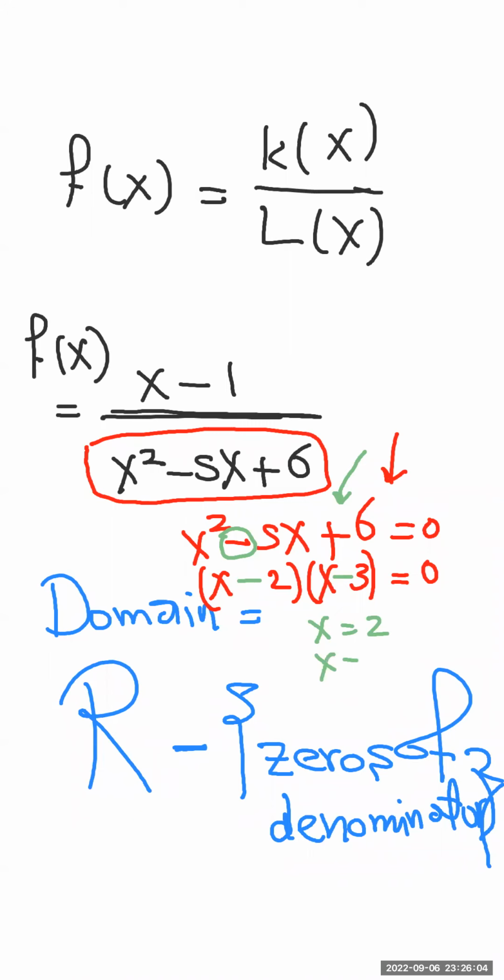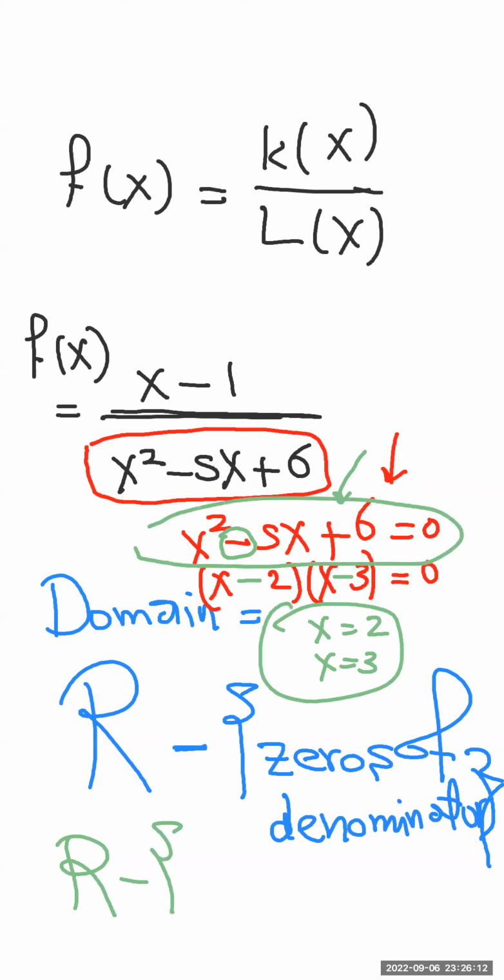So in this case, the domain will equal real numbers except these two numbers, which make the denominator equal 0, the zeros of the denominator. So real numbers, the difference 2 and 3. Okay, guys? Okay, miss. Clear? Yes.